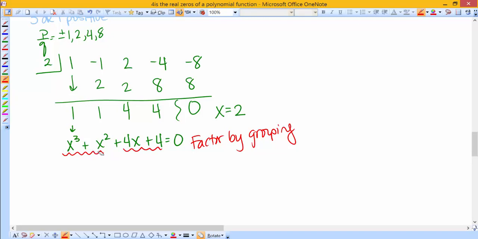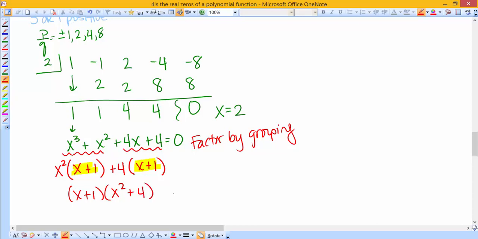If I look at x cubed and x squared, what do those share? They share an x squared. So if I take x squared out, I am left with x plus 1. If I look at 4x and 4, I can take a 4 out, and I am left with x plus 1. What's nice here is that they share the x plus 1. So that becomes one of my factors, x plus 1. And then what am I left with? x squared plus 4. So there's my other 2 factors.